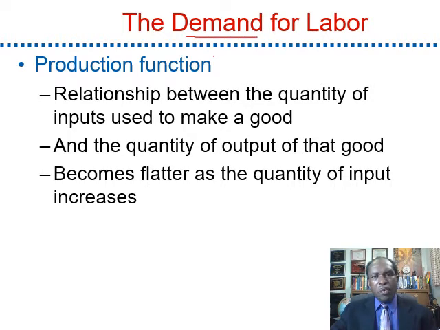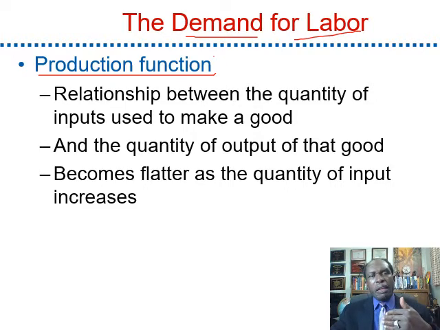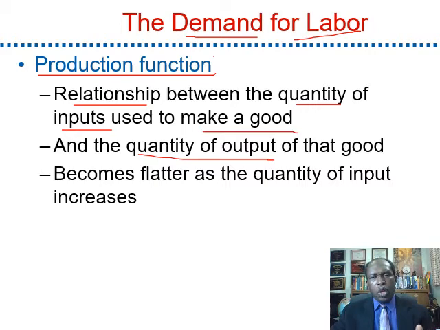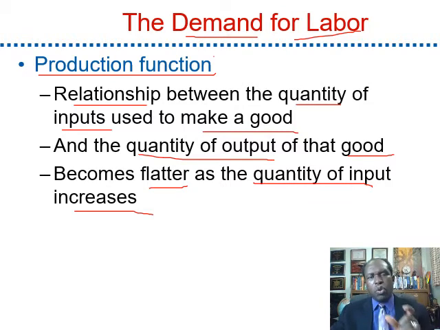To also derive the demand for labor, we need the production function. The production function displays the relationship between the quantity of inputs used to make a good. We know that inputs are labor, capital, and entrepreneurship, and the quantity of output, like apples, of that good produced. As the curve becomes flatter, the quantity of input increases. As you use more of the input, output also increases. There is a positive relationship between the quantity of input and the quantity of output.